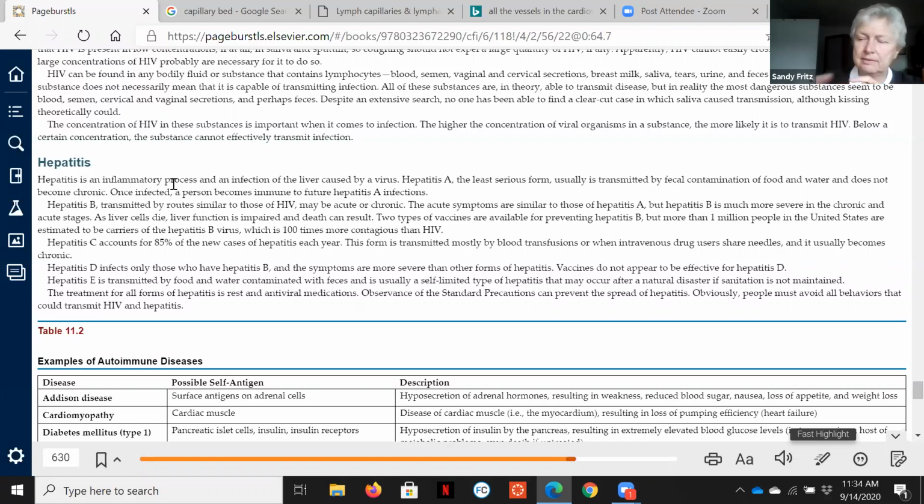The MBLEX exam likes to differentiate between the various types of hepatitis. So you will want to slow down and have a working understanding of the difference between hepatitis A, B, C, etc.